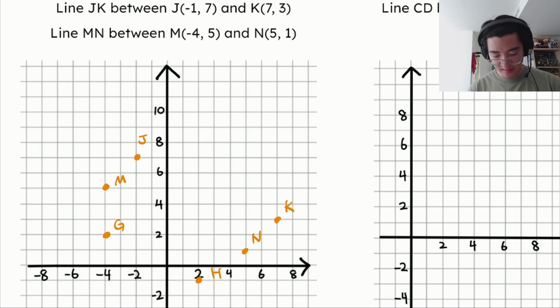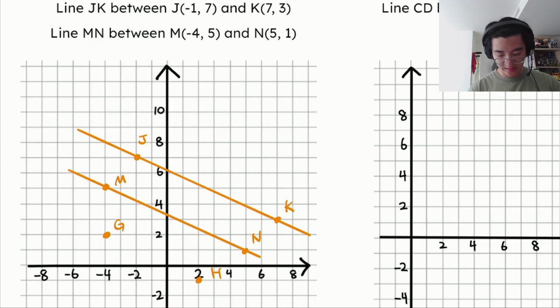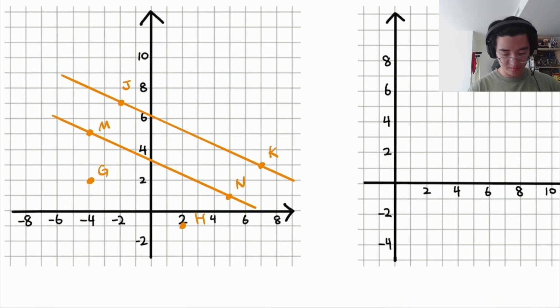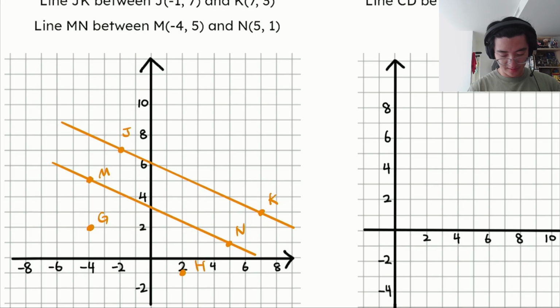Okay, let's draw the lines. This is JK. MN. And GH. Oh, no. I just lined up perfectly with my ruler. Okay, there we go. Okay, we got three lines here. Again, they go infinitely.